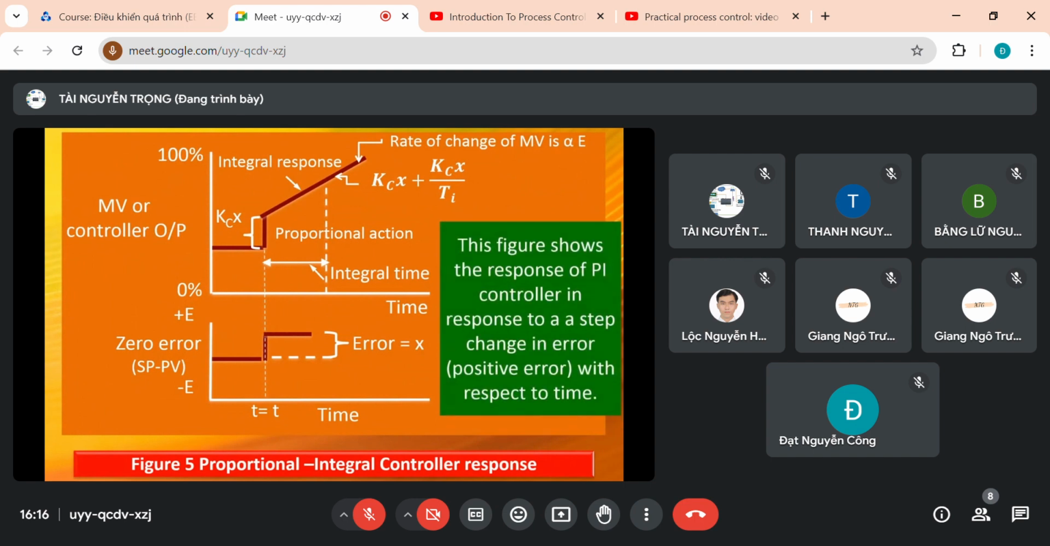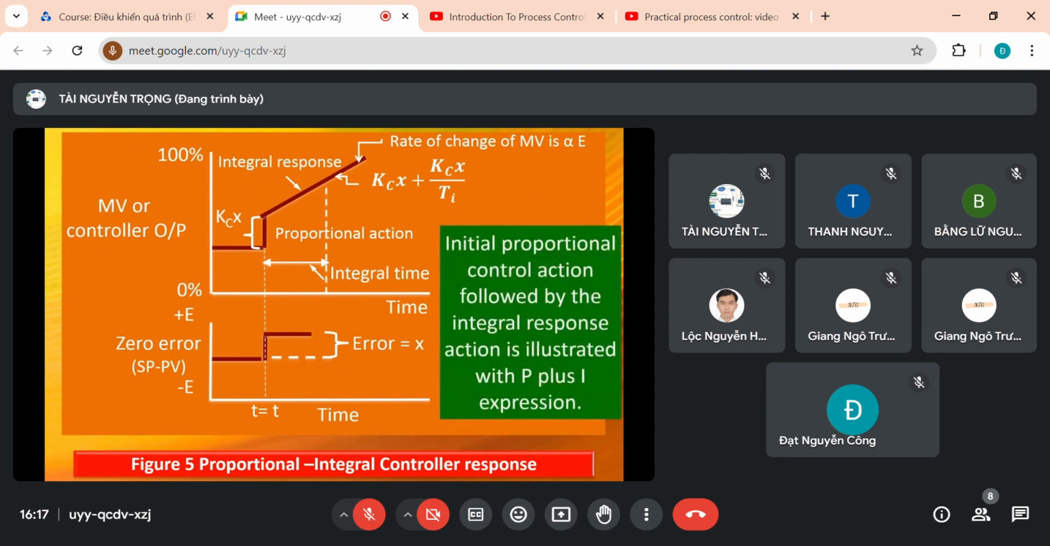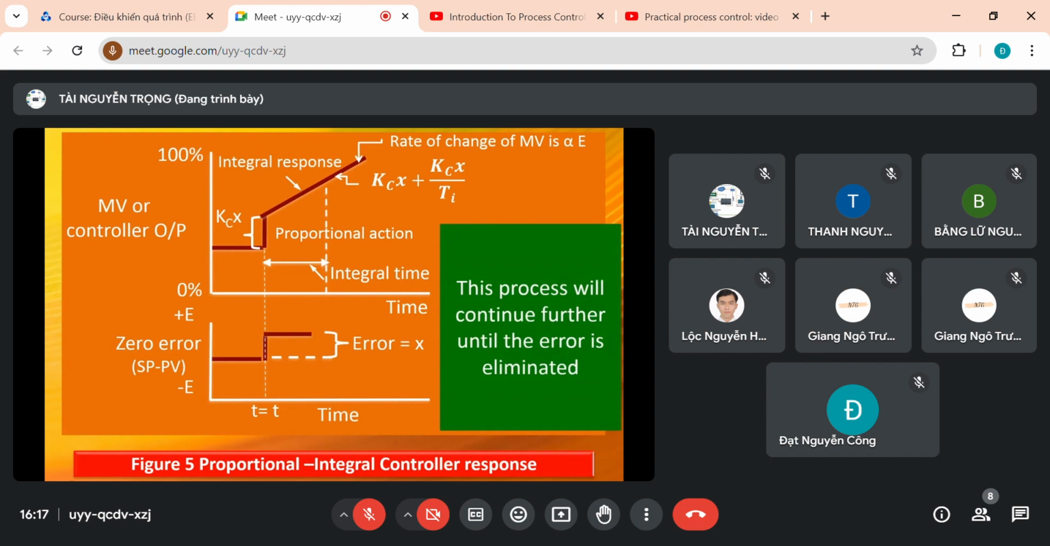This figure shows the response of a PI controller to a step change in positive error with respect to time. Initial proportional control action followed by the integral response action is illustrated with the P plus I expression. The reset action will sense that an error or offset is present after proportional action has taken place and continue to change the valve position. This process will continue until the error is eliminated.